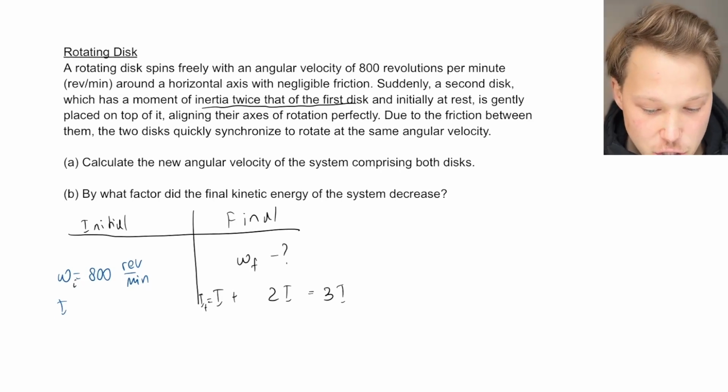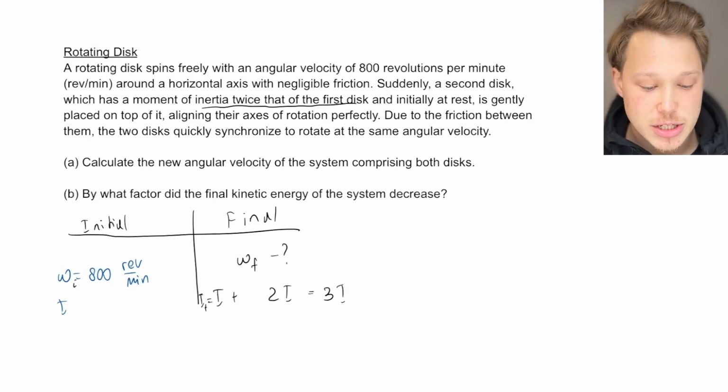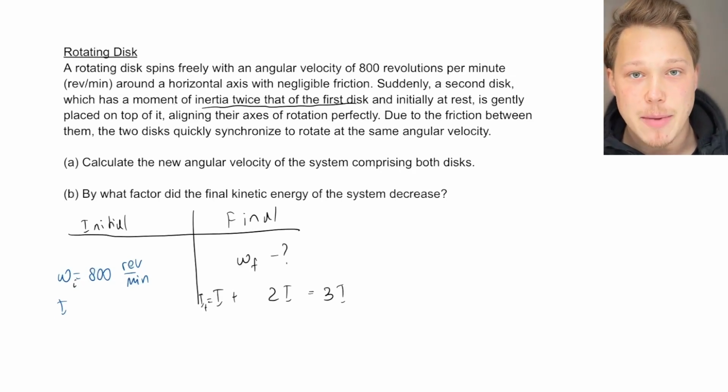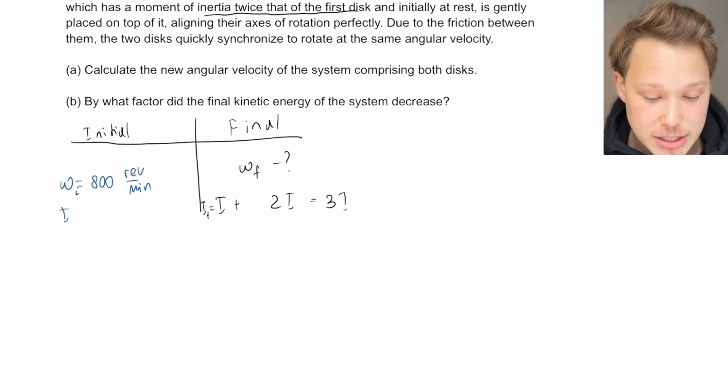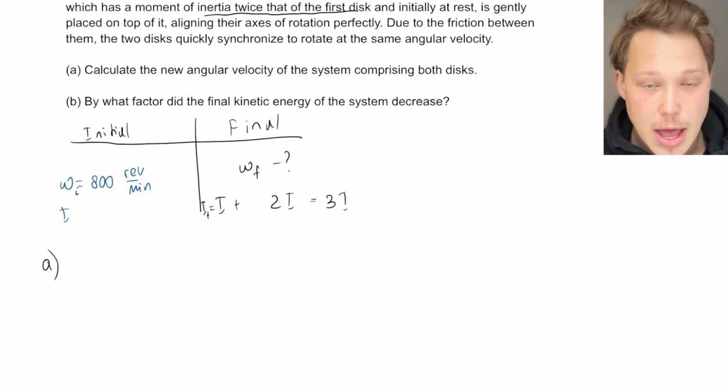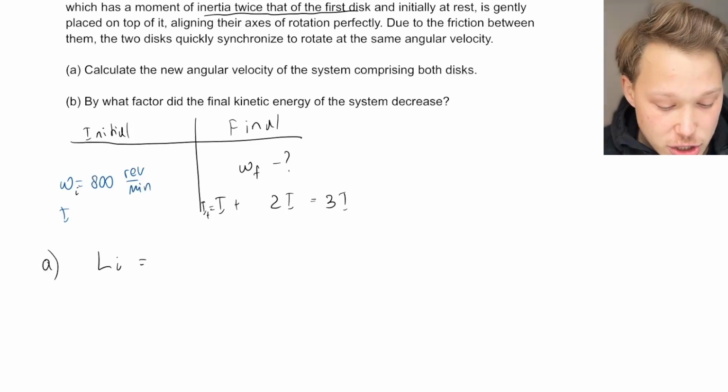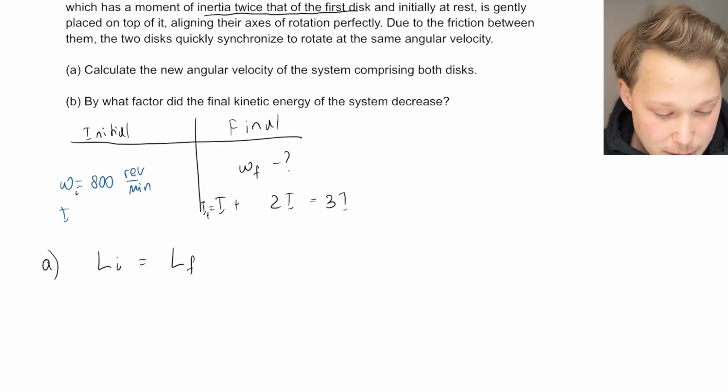Great. Due to the friction between them, the two disks quickly synchronize to rotate at the same angular velocity. So we need to find firstly the new angular velocity of the system. The angular momentum here is going to be conserved. So initial angular momentum is equal to final angular momentum.